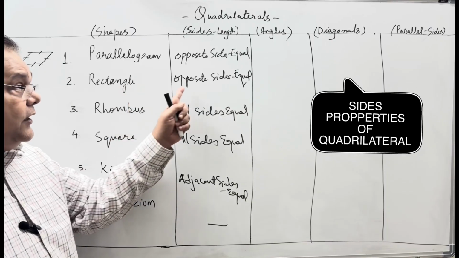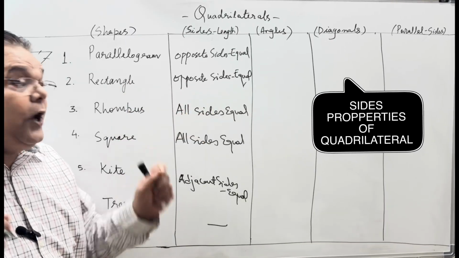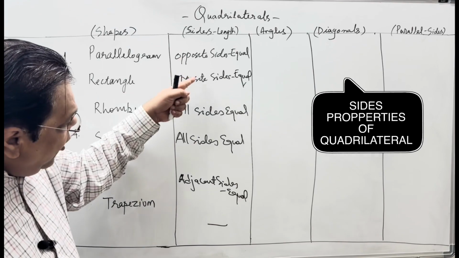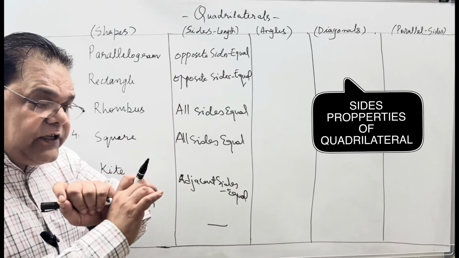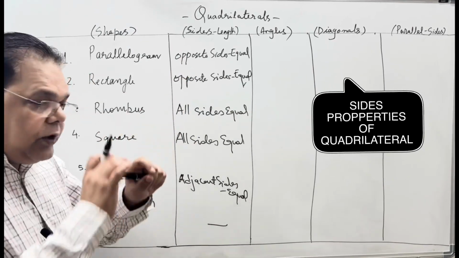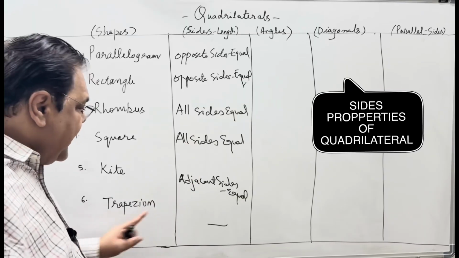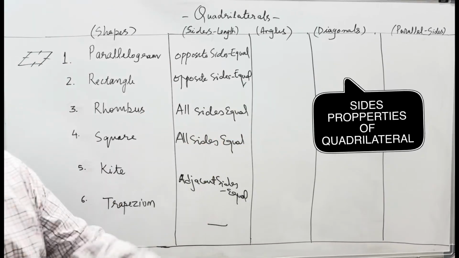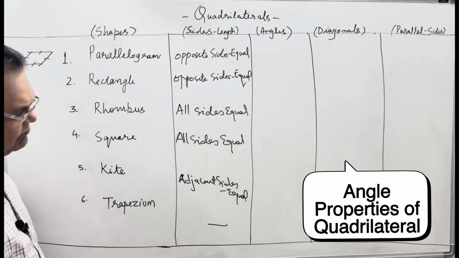In rectangle, opposite sides will be always equal. Square, all the sides will be equal always. In rhombus, all the sides will be equal always. Trapezium, we don't know. It can, it cannot. So just put a blank.